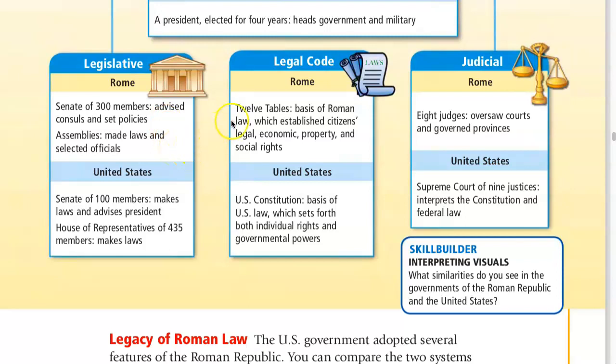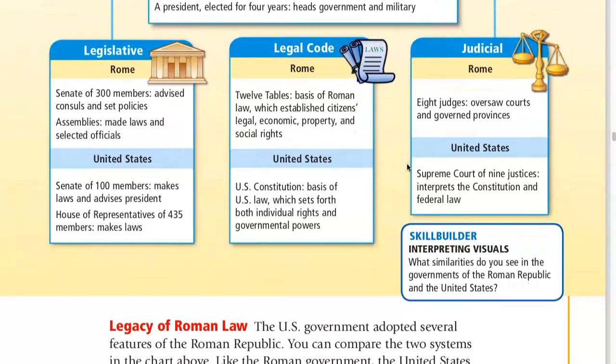The 12 tables were the basis of the Roman legal code in the same way that we have a constitution. In Rome, they had 8 judges overseeing the government and ruling the provinces. In the U.S., we have 9 justices, so that's close. And our justices work on interpreting the Constitution and law. So it's a little bit different, the responsibilities of the judiciary.